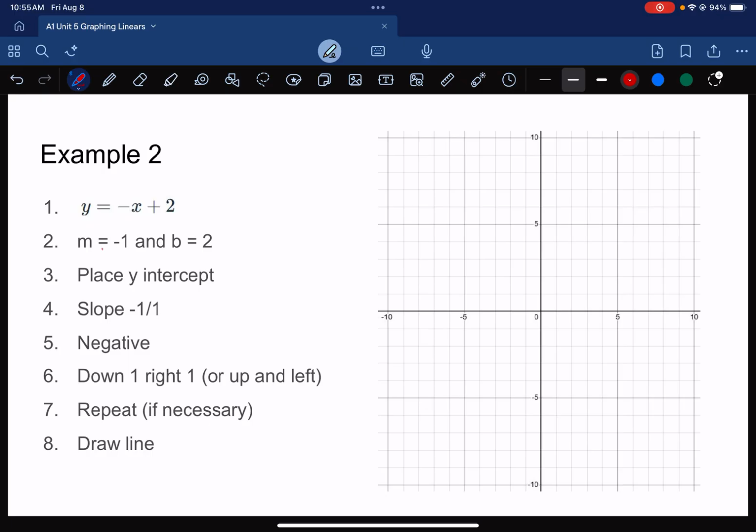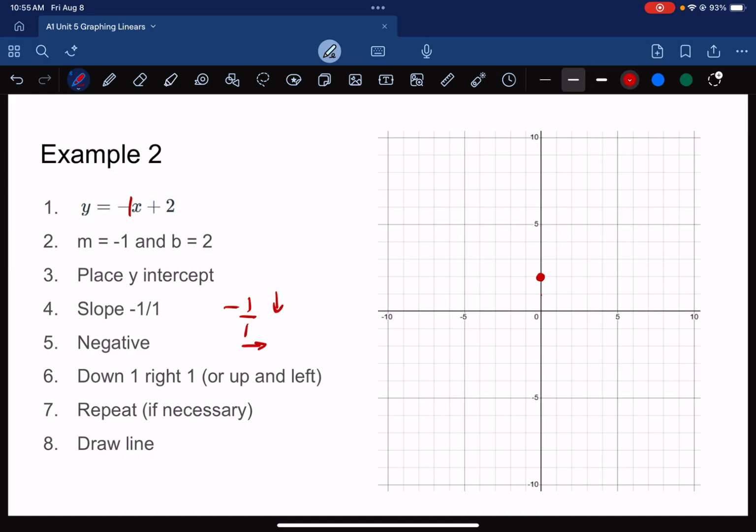It's in slope-intercept form. The slope is the -1 because there's no number there. It's a -1. If the x wasn't there, it'd be 0. But if there's just an x with no number, it's a 1. And then the y-intercept is +2. So we're going to place the y-intercept at +2. Slope, I'm going to make into a fraction. So they put -1 over 1. It is negative, so we're going to make the top value negative. So down and to the right is our direction.